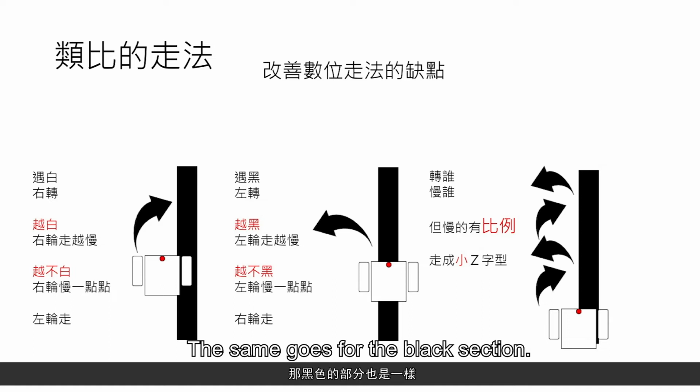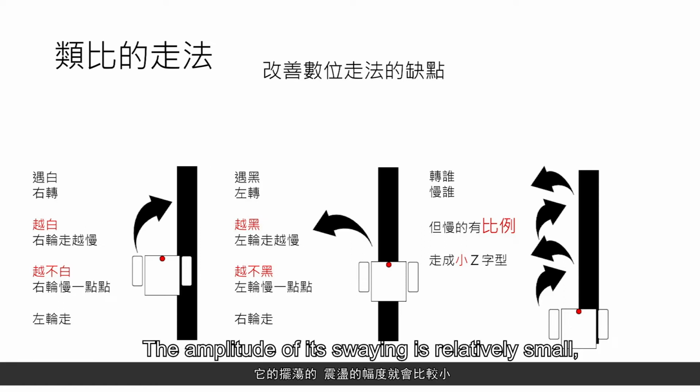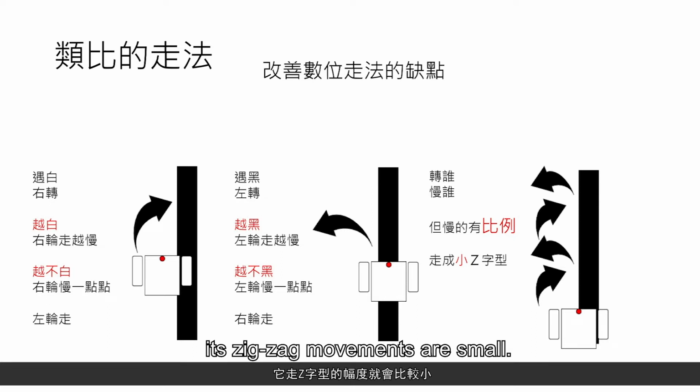The same goes for the black section. If you are using analog for the vehicle's motion, what happens when its motion is close to a center line? The amplitude of its swing is relatively small. Its zigzag movements are small. This is the advantage of analog over digital.